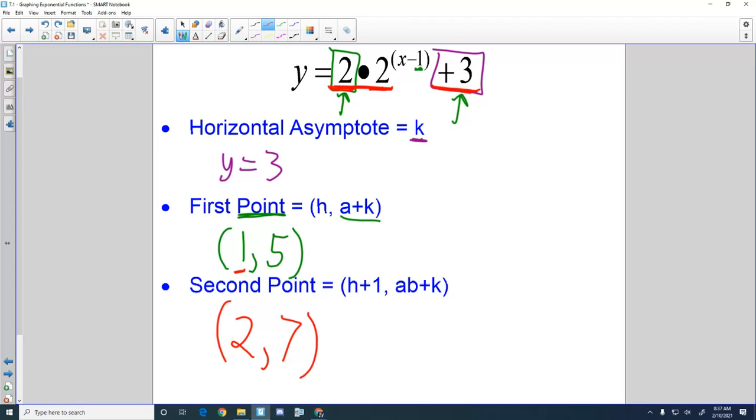Lots of math going on here, I know. Lots of things to confuse and mix up. This is something that you just practice enough and you'll get it. So that's the idea. Once you've got those 3 things, then we graph it. Graph the asymptote, first point, second point, draw in the curve.